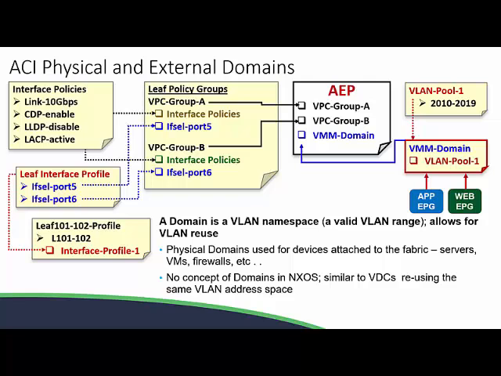Remember, there are no concepts of domains in NX-OS. The closest similar thing would be VDCs. But physical domains are used for devices attaching to the fabric. And here are, again, the configuration policies. All this configuration is tied at the AEP. Once the VLAN pool is configured and the VMM domain has been bound to the AEP, then you apply the EPG to the VMM domain, and in this case in vCenter, port groups get copied down.